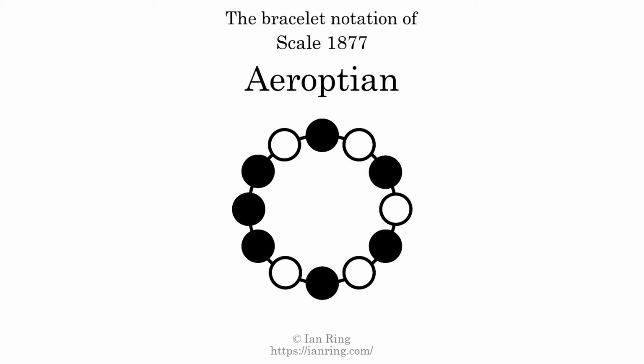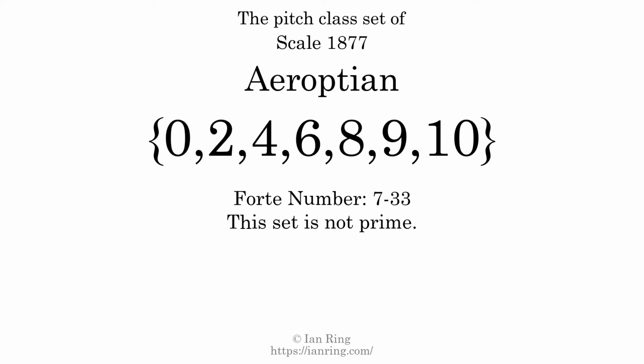This is a bracelet notation diagram of scale 1877. The shaded circles represent tones that appear in the scale, and they are read clockwise, starting at the top. The pitch class set for this scale is 0, 2, 4, 6, 8, 9, 10. The forte class is 7-33. This set is not prime.